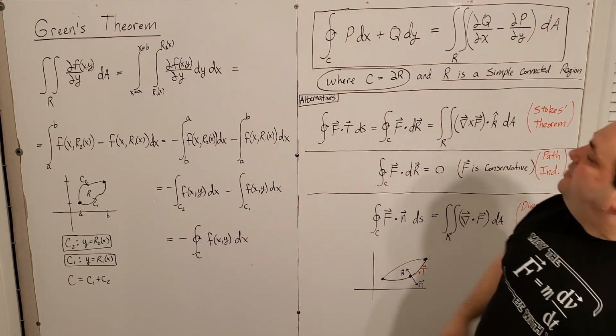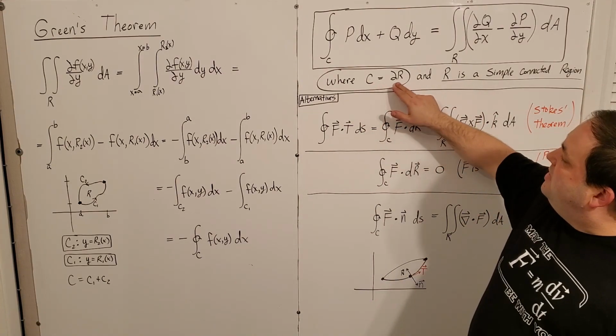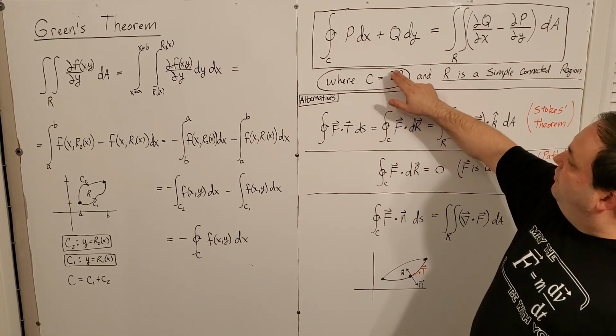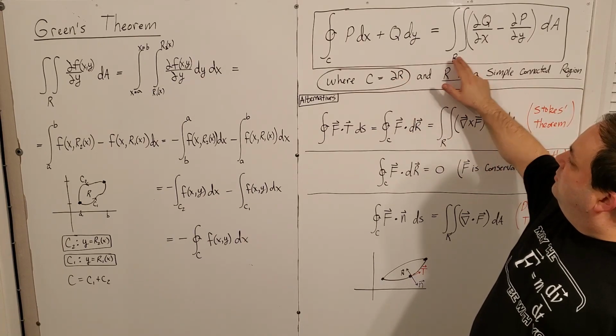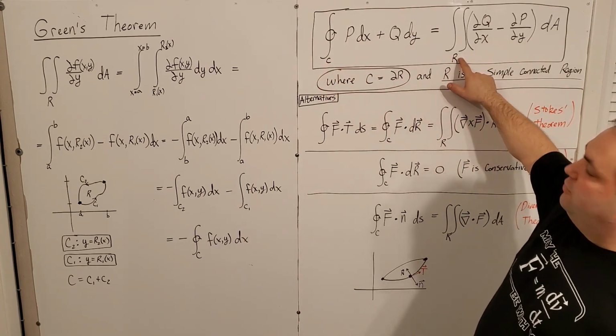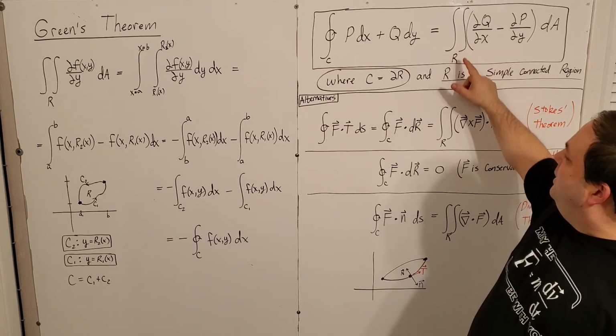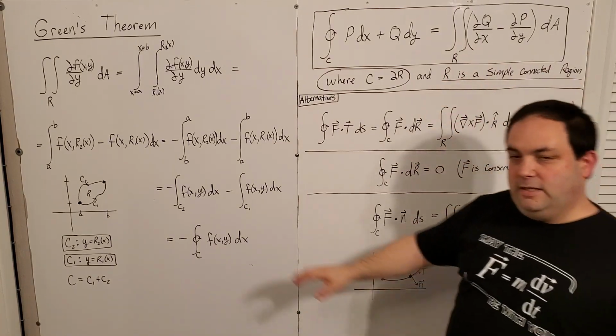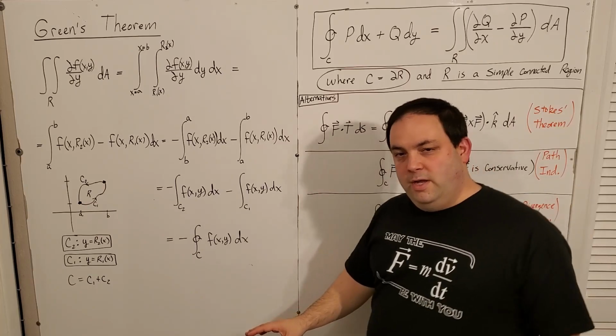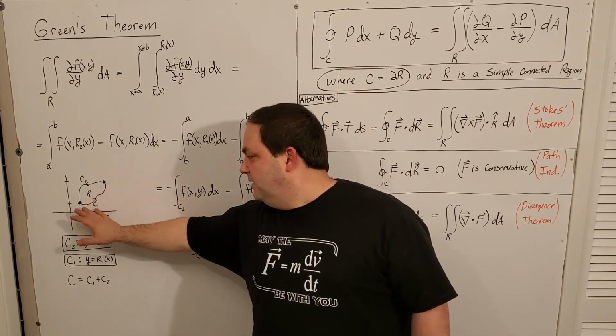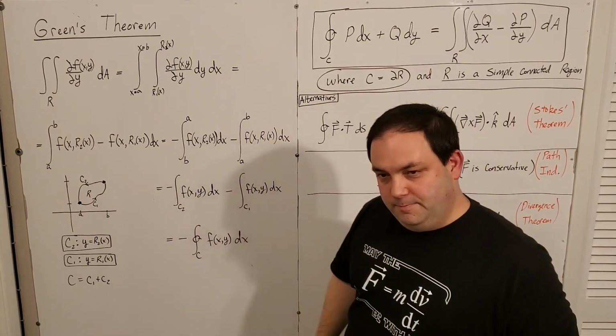And here are the stipulations. C has to be the boundary of R, that's the symbol for boundary of the region R, right? So the curve here has to be the boundary of this region. And this region needs to be simply connected, because the argument that we've used here is just for a simply connected and not really very wavy region, okay?